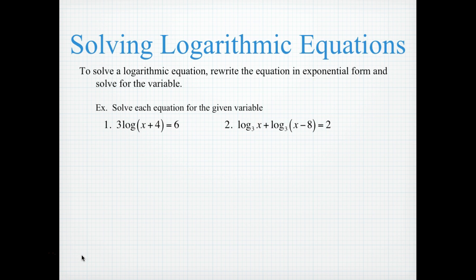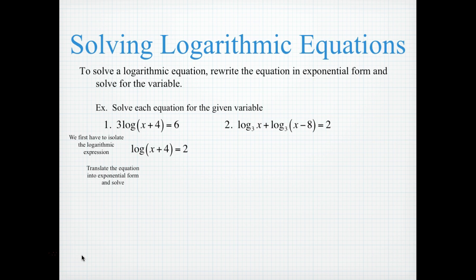In the first example, we have 3 times the log of x plus 4 is equal to 6. The first thing we have to do is isolate the logarithmic expression. So to do that, we're going to divide both sides by 3, which leaves us with the log of x plus 4 is equal to 2. At this point, we've isolated the log and we're ready to convert into exponential form.